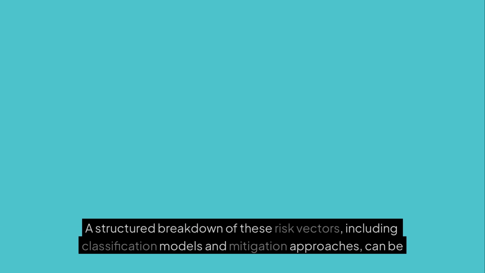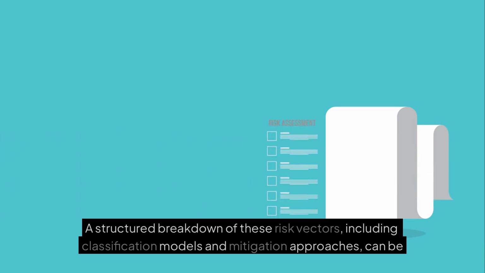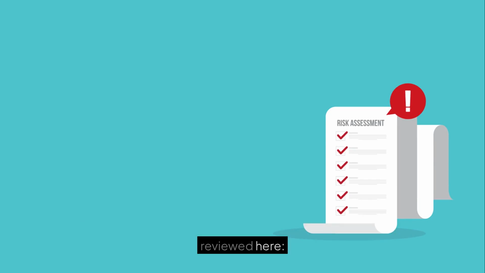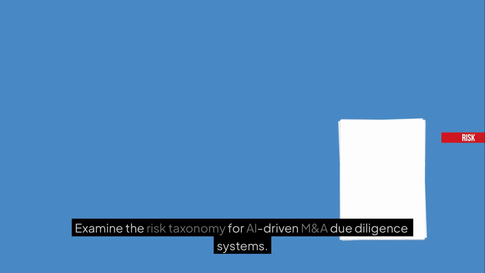A structured breakdown of these risk vectors, including classification models and mitigation approaches, can be reviewed here. Examine the risk taxonomy for AI-driven M&A due diligence.